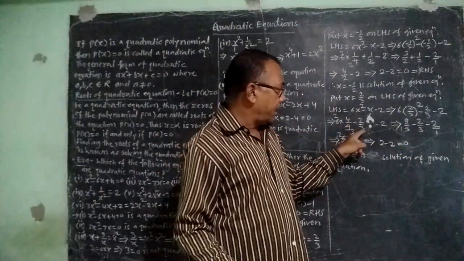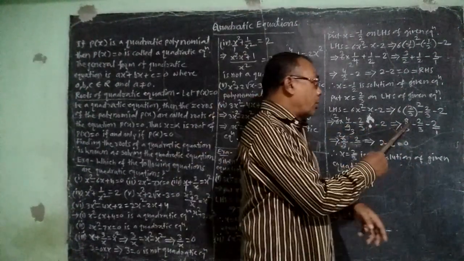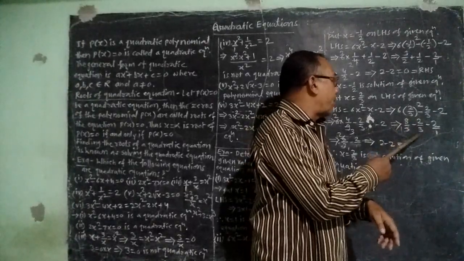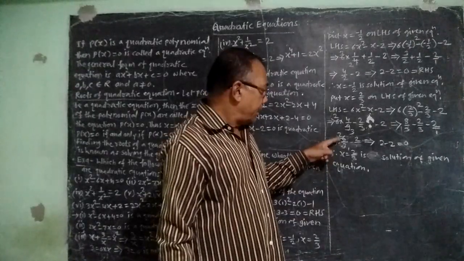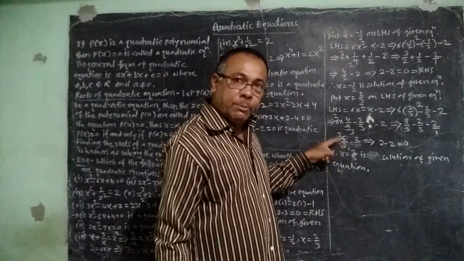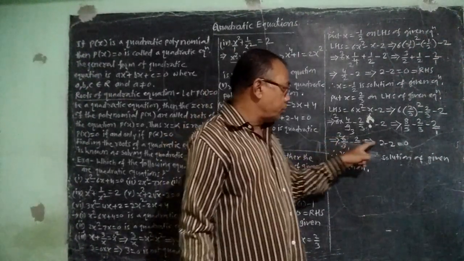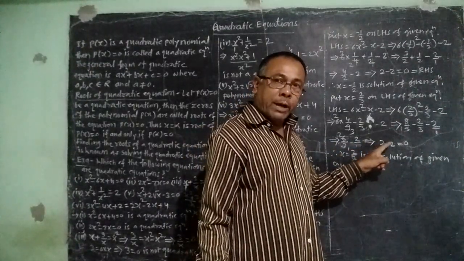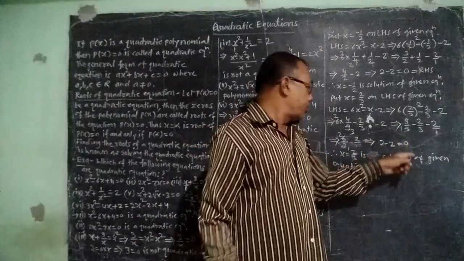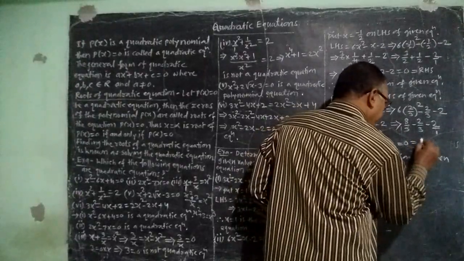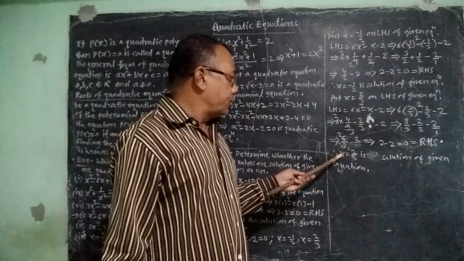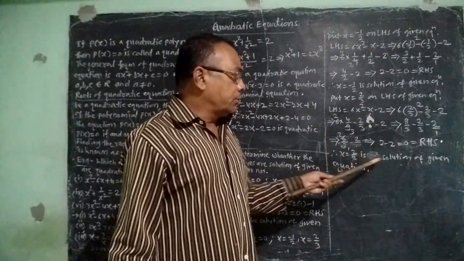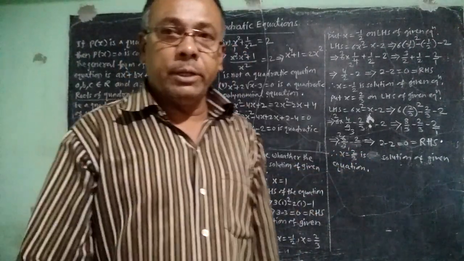minus 2 upon 3 minus 2. 8 upon 3 minus 2 upon 3 is 6 upon 3, and after reduction 6 upon 3 is 2. So 2 minus 2 is equal to 0, that is equal to RHS, and therefore x is equal to 2 upon 3 is the solution of the given equation.